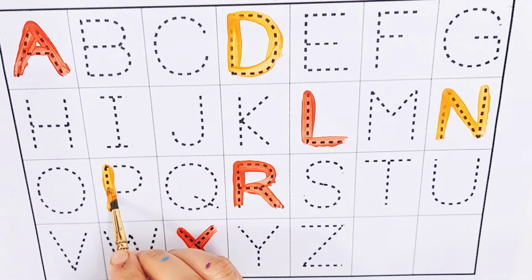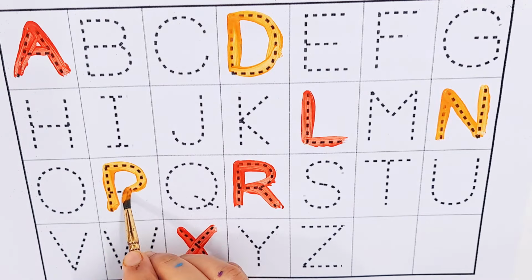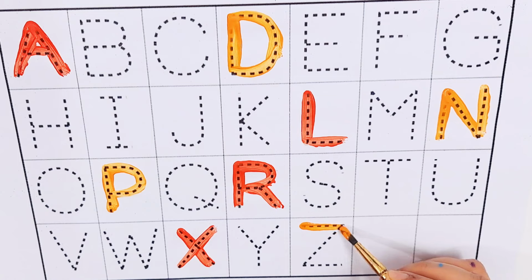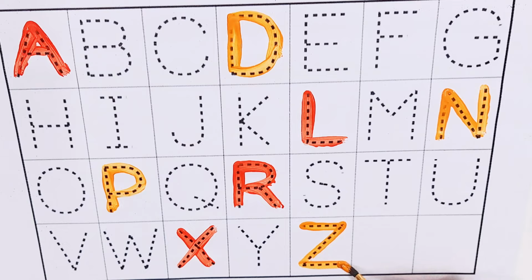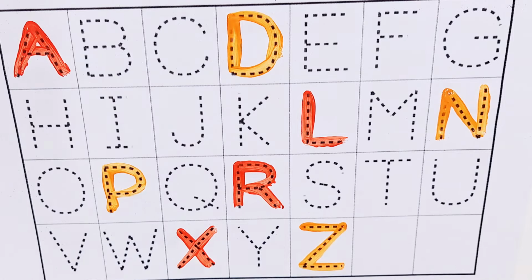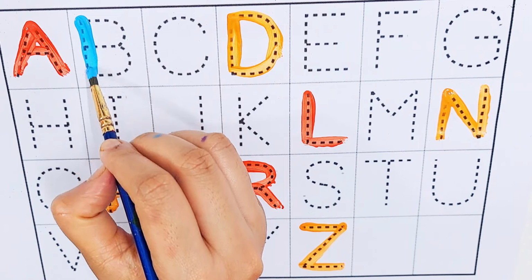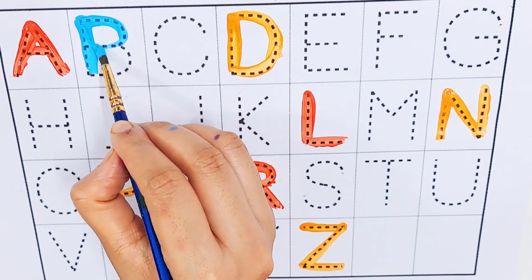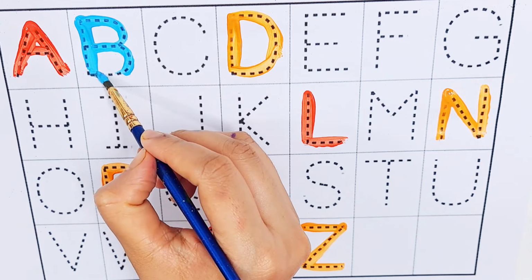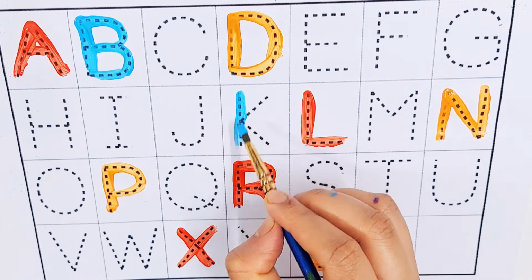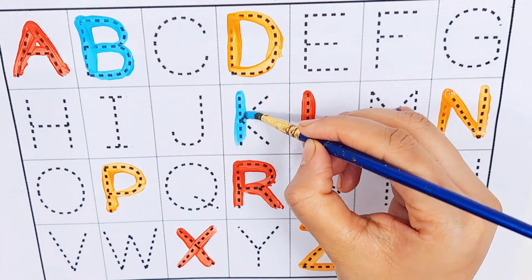P, P for pencil. Z, Z for zebra. B, B for butterfly. K, K for kids.